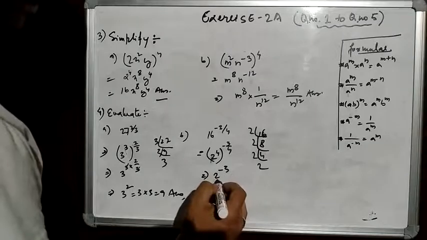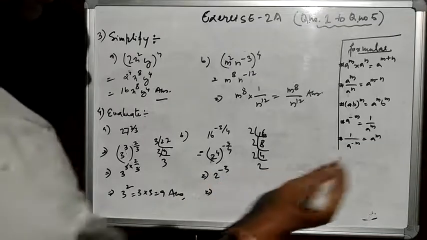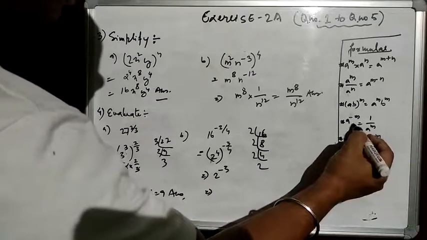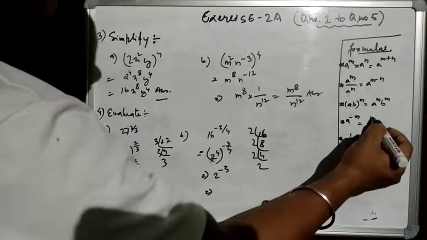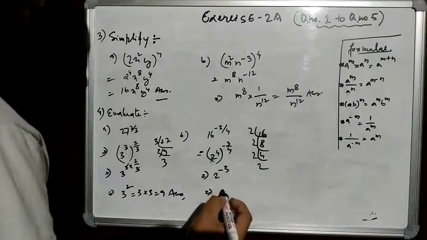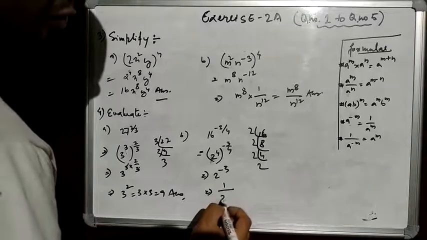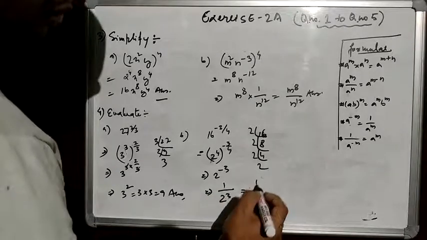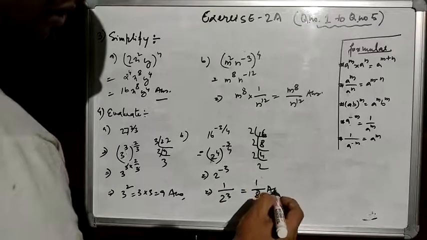If you write it here, then it will come in this factor. We will use this formula: a to the power minus m equals 1 by a to the power m. So we have here 1 by 2 cube. Then the answer will come here: 2 4s are 8, 8 is your answer.